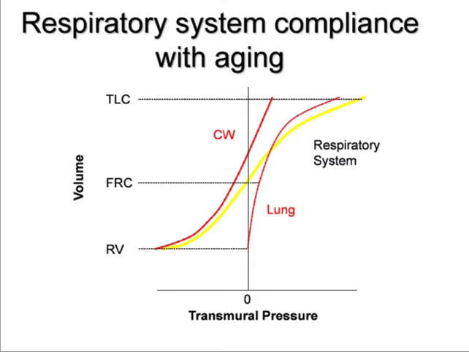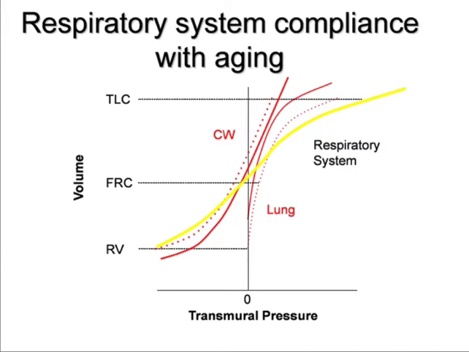This slide gives us another way of looking at the compliance changes with aging, employing the pressure volume curves that you're quite familiar with. Here we distinguish the chest wall, lung, and total respiratory system tracings. We see here with aging, there is a significant increase in the compliance of the lung, but a more substantial reduction in the compliance of the chest wall. This serves to reduce overall respiratory compliance, depicted here by the solid yellow curve.